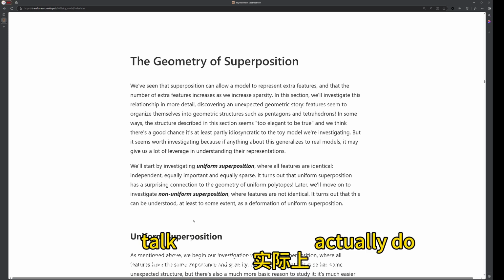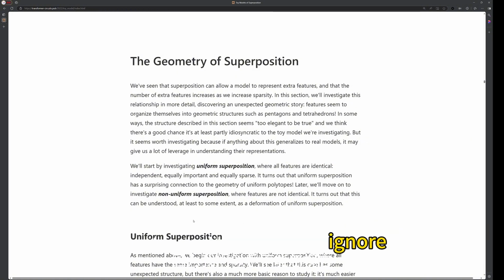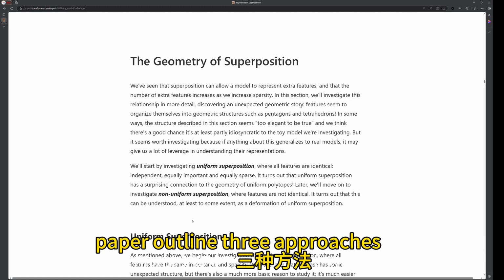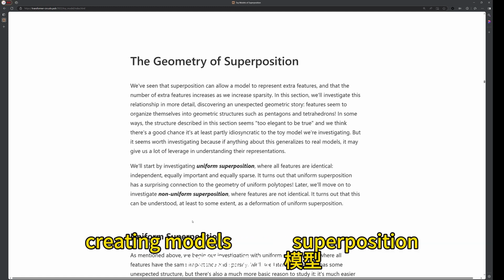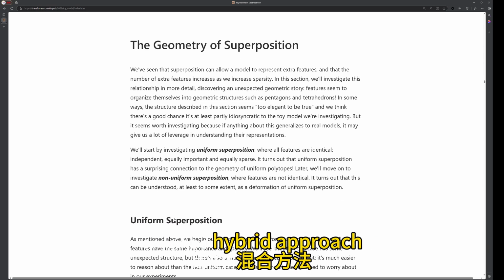So let's talk about what we can actually do about all of this. The strategies for addressing superposition. Because it seems like we can't just ignore it. Definitely not. It's too important. So the paper outlined 3 approaches, right? Creating models without superposition, finding an overcomplete basis, or using a hybrid approach.